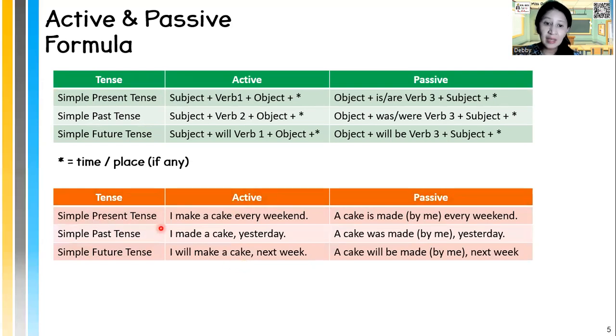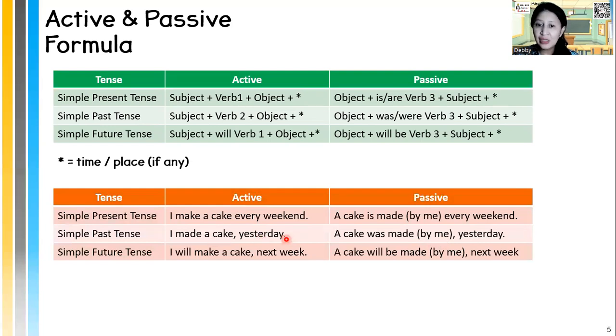With the simple present tense: I make a cake every weekend. So the passive voice is, a cake is made every weekend, or you can say a cake is made by me every weekend. Next, the simple past tense: I made a cake yesterday. And we can say with the passive sentence, a cake was made by me yesterday.